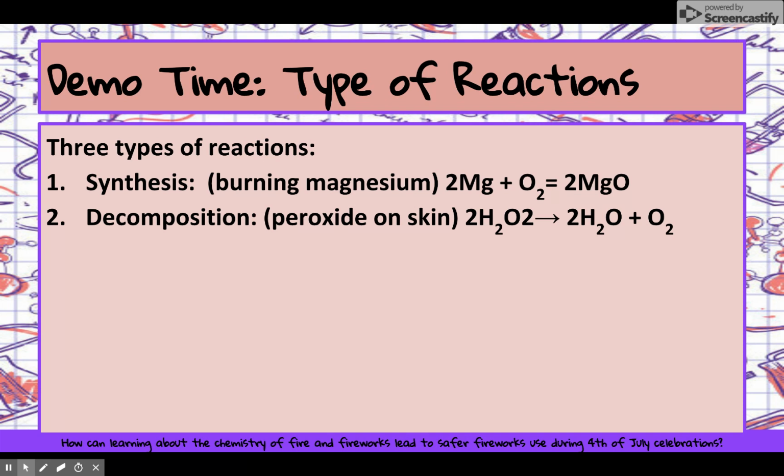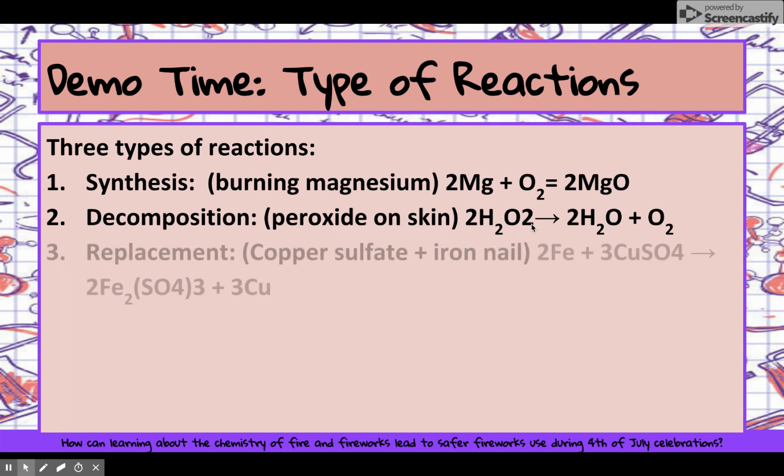The second type of reaction is opposite of synthesis. Decomposition means to break down. And we actually just saw that reaction type in our example. When you pour hydrogen peroxide on your skin, it breaks down into water and oxygen gas. And let's see, this little 2 right here should be a subscript.